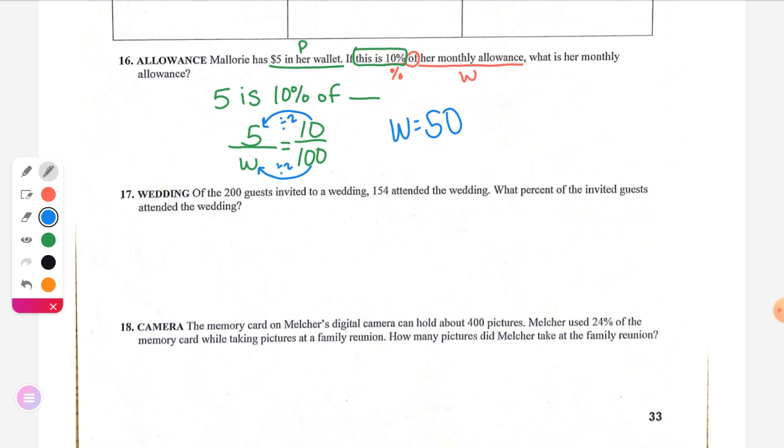Why not, Dane? It's $50. Yeah, at least have a label. Tonight's homework, you have to have a label. So $50. Her allowance is $50. Okay, next one.